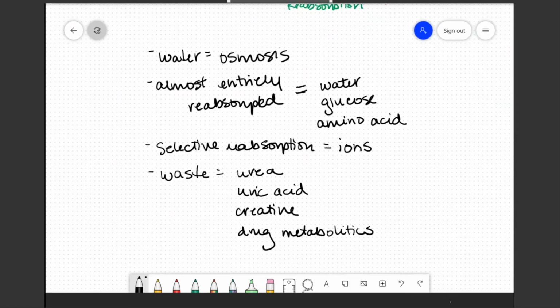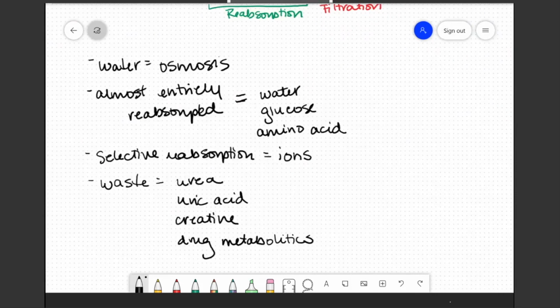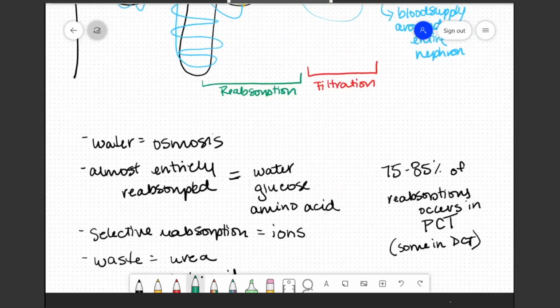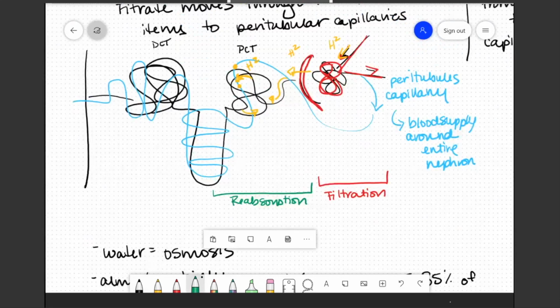So these are the things that your body will absolutely want to get rid of and will not want to reabsorb. As we're going through this process, 75 to 85% of reabsorption occurs in the PCT. There is some in your DCT, not a lot, maybe about 15 to 20%. So that process where we're taking items back into the blood will occur usually through these guys.